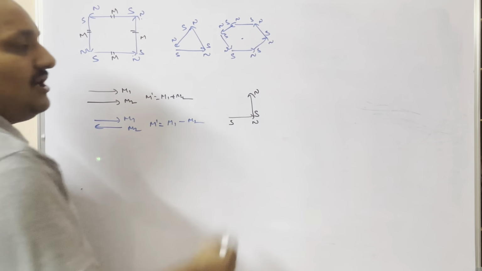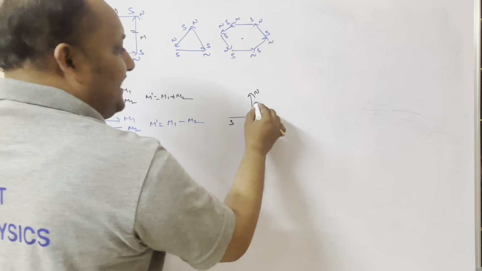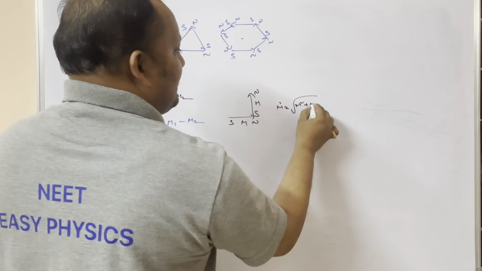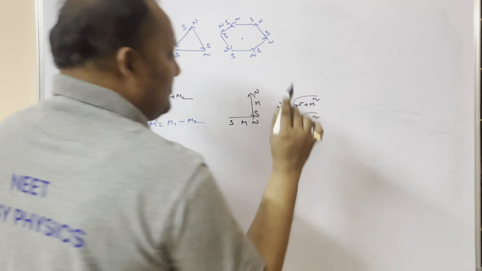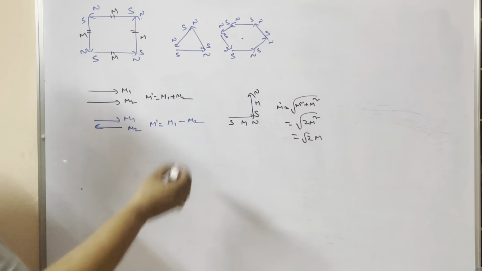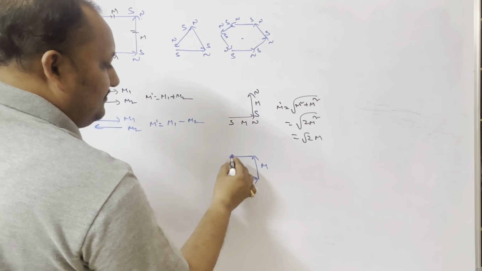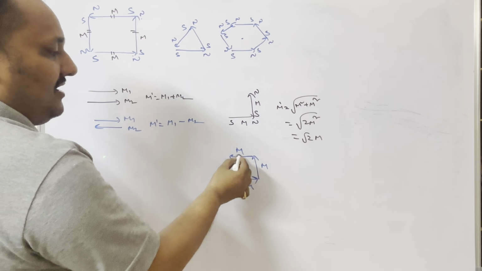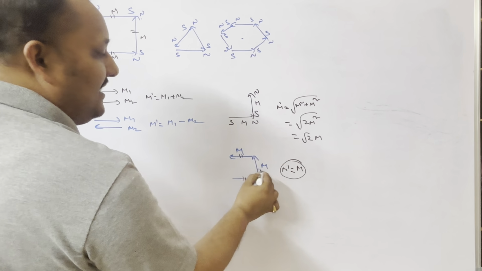South to north, and these two are perpendicular. So the resultant magnetic moment, if it is m and m, is going to be root of m square plus m square, root 2 m square, so root 2 m. Same they have given like this: m, m, m. Then what is the resultant magnetic moment? These two are equal and opposite. Therefore the resultant magnetic moment is going to be only this one.